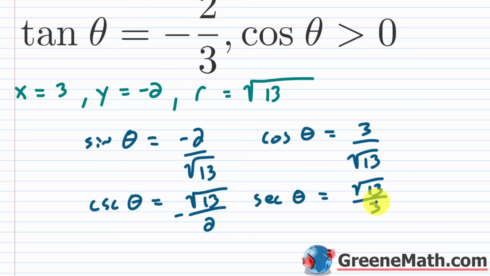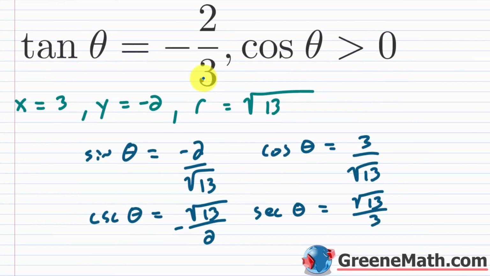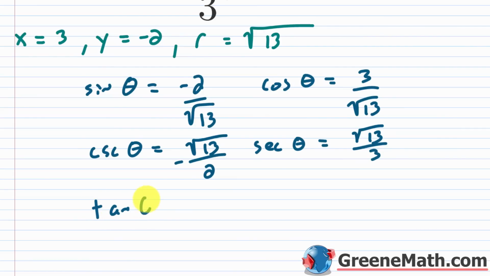And then we have our tangent, which is given as negative 2/3. So then the cotangent would be negative 3/2. So let's write the tangent of theta is negative 2/3. Again, that's given. And the cotangent of theta, just take the reciprocal. This is negative 3/2. All right, so for this one and this one, I'm going to rationalize the denominator. And in each case, I'm going to multiply by the square root of 13 over the square root of 13.